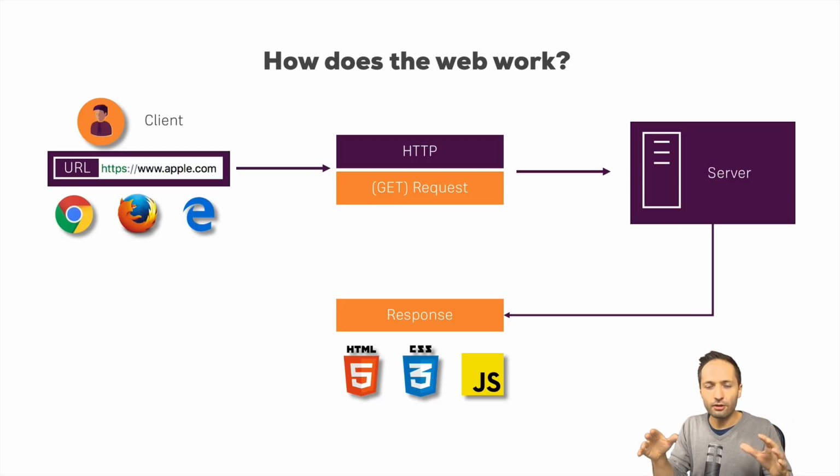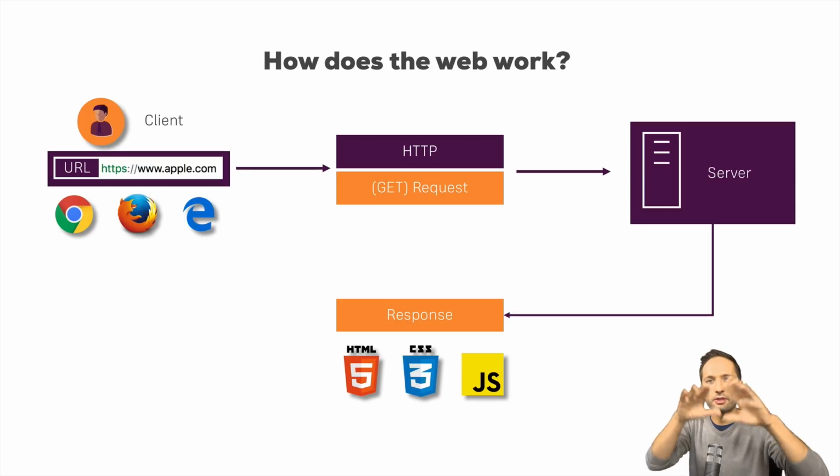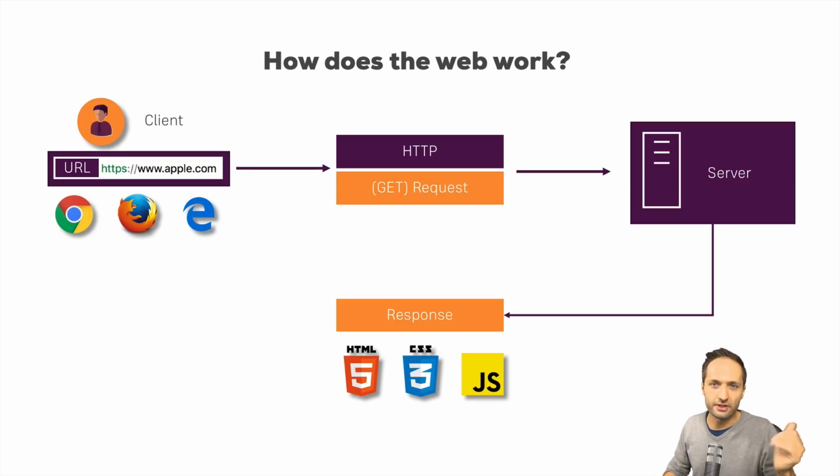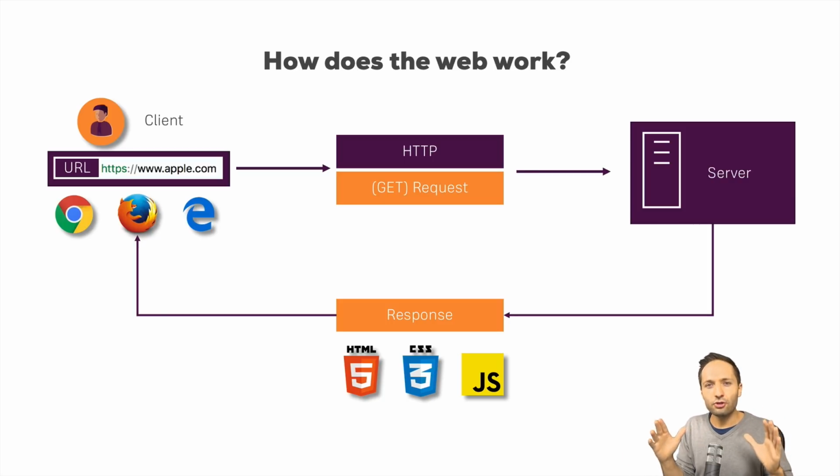In this HTML code, we get the basic structure and the content of the web page. An optional additional response could be CSS to add some styling and JavaScript to add some logic to our web page. Now, as soon as we got this response, we can display the web page in our browser. And that's actually how the web generally works.